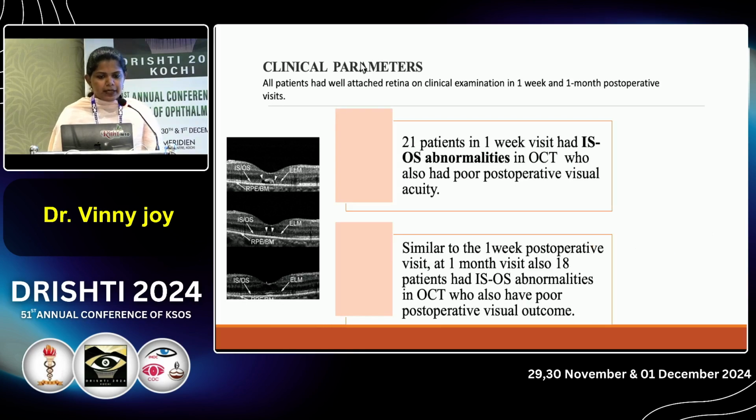Coming to the clinical parameters, all patients had well-attached retina on clinical examination in 1 week and 1 month postoperative visit. And in optical coherence tomography, 21 patients at 1 week had an inner segment, outer segment abnormality in the OCT, who also had poor postoperative visual acuity. Similar to the 1 week postoperative visit, at 1 month also, 18 patients had ISOS abnormalities, who also had poor postoperative visual outcome.